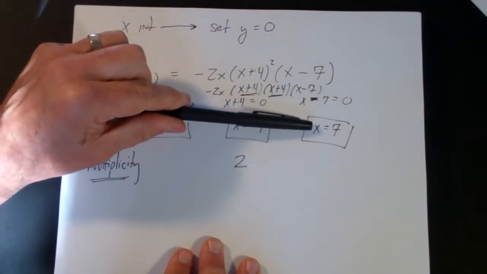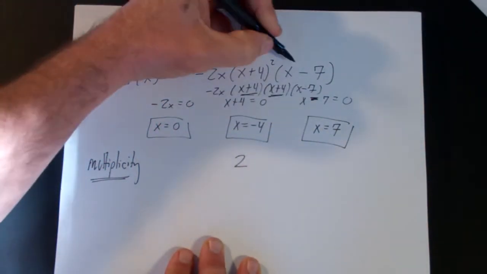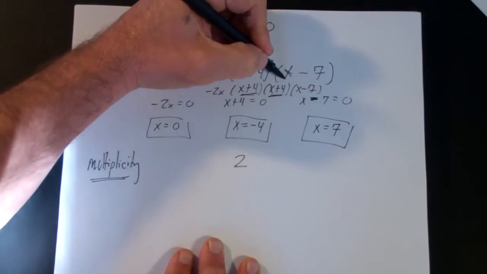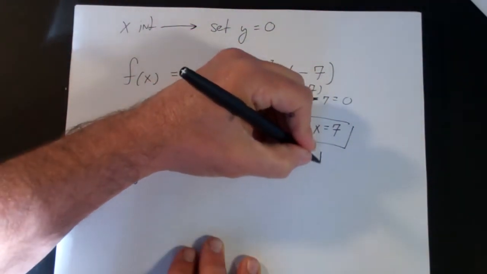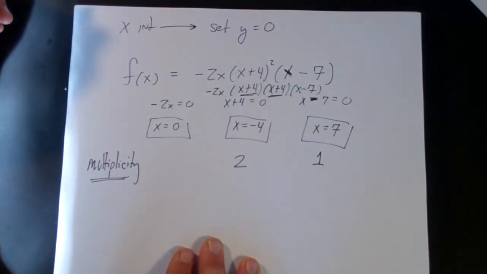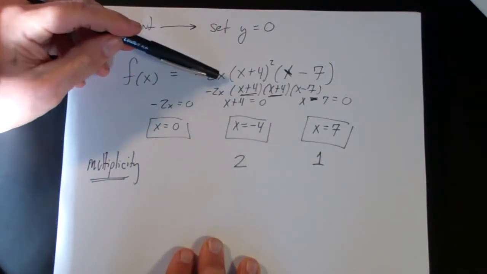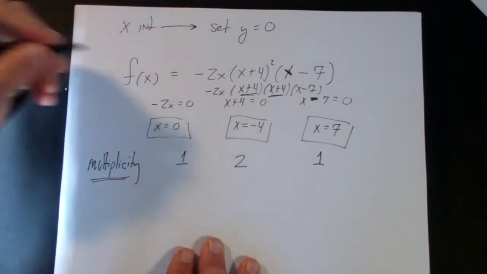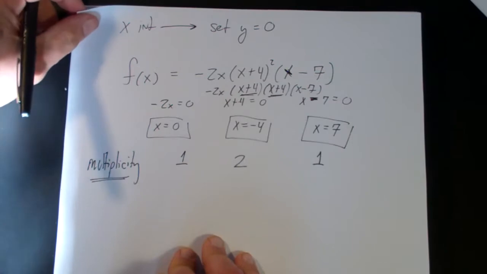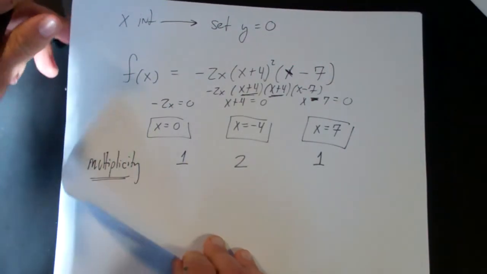Let's look at the 7. The 7 is due to this term right here, x minus 7. Now how many times does this x minus 7 term show up? Just once. So the multiplicity is 1. What about this x here? Here it only shows up once, so the multiplicity is 1. So if it's written in factored form, finding the zeros is pretty straightforward.